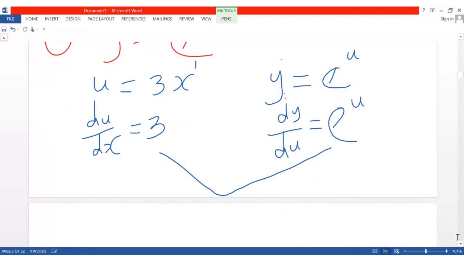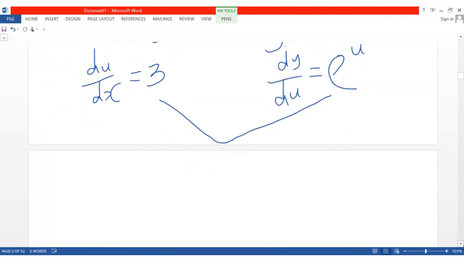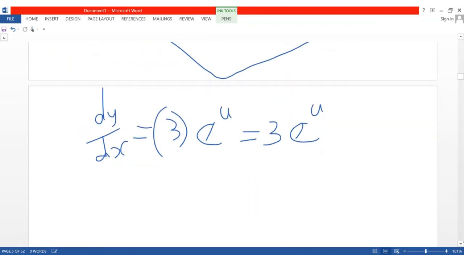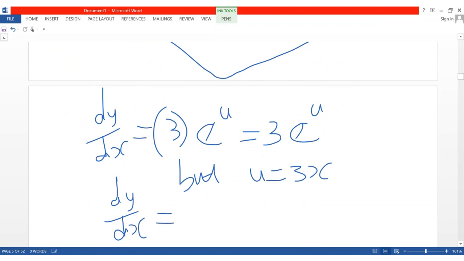So dy/dx now. Remember I was looking for dy/dx and I don't have it. dy/dx will be given by 3 and then exponential u, the same as 3 exponential u. But I go back. What is our u? Our u was 3x. So I need to replace back the value of u. Please don't forget about that. But u was 3x. So dy/dx will be given by 3 exponential 3x.